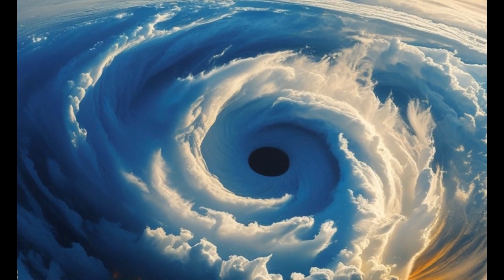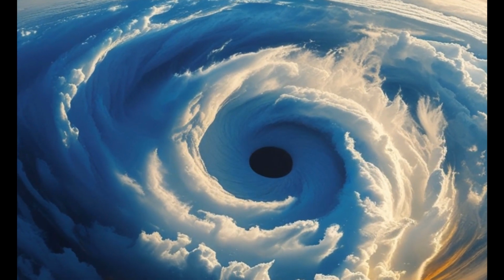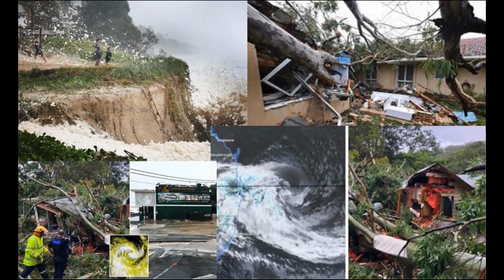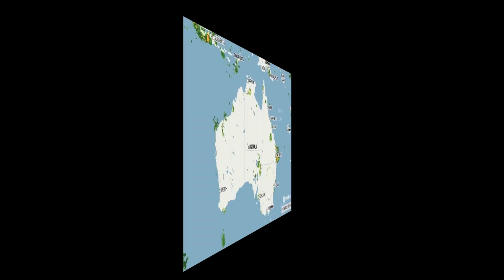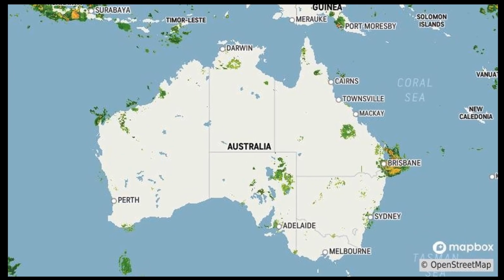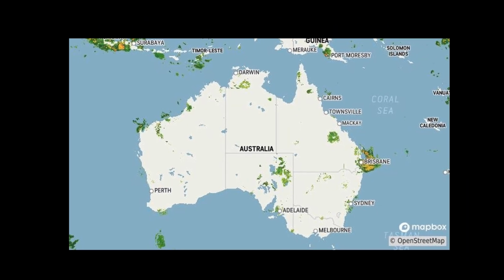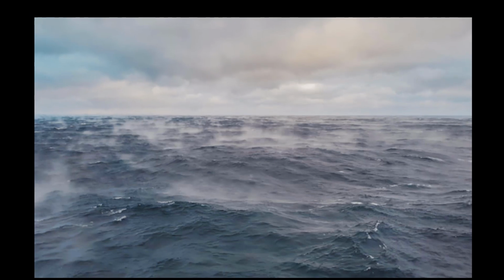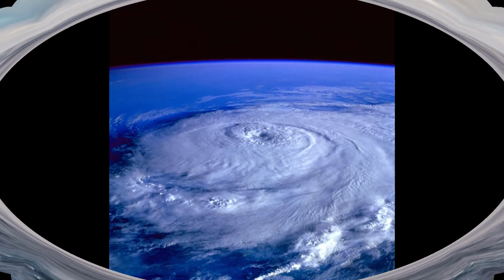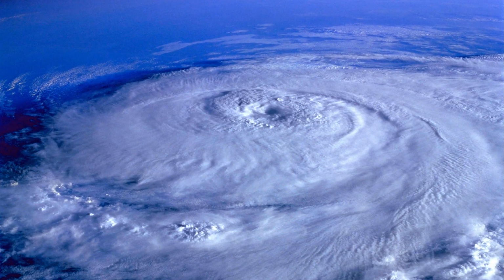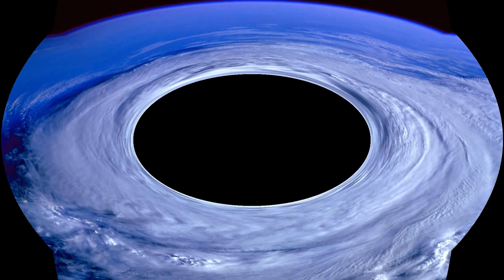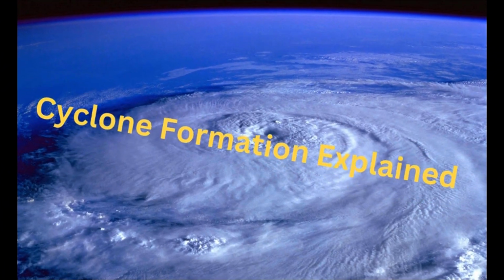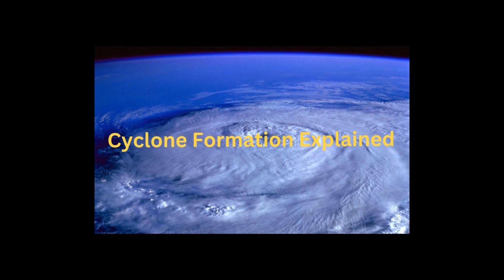In March 2025, the massive Cyclone Alfred slams into Queensland and northern New South Wales, Australia. It began forming in the Coral Sea around February 20th, 2025, fueled by seawater temperatures above 26.5 degrees Celsius. After a slow 2-week journey across the ocean, Alfred hits land in the second week of March. So, what turns a calm ocean into a raging cyclone?